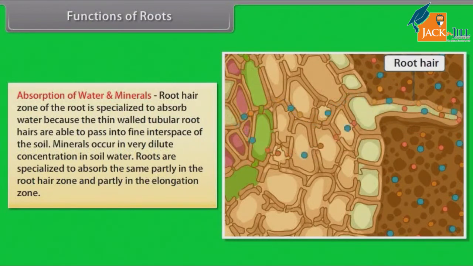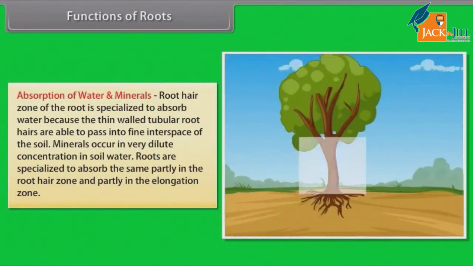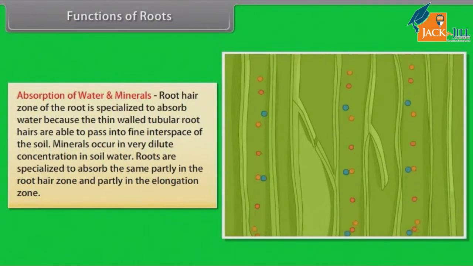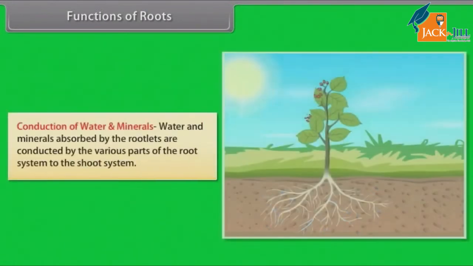Minerals occur in very dilute concentration in soil water. Roots are specialized to absorb the same partly in the root hair zone and partly in the elongation zone. Conduction of water and minerals. Water and minerals absorbed by the rootlets are conducted by the various parts of the root system to the shoot system.